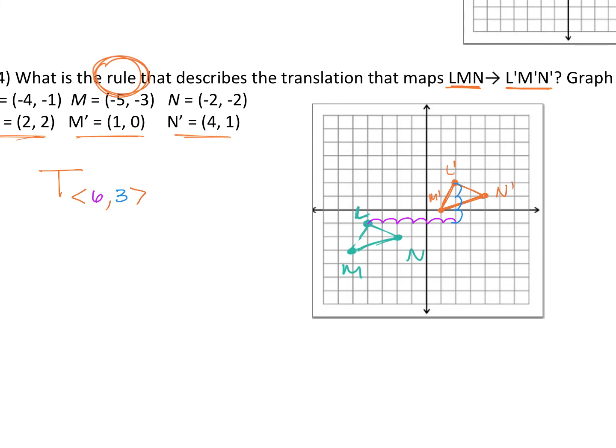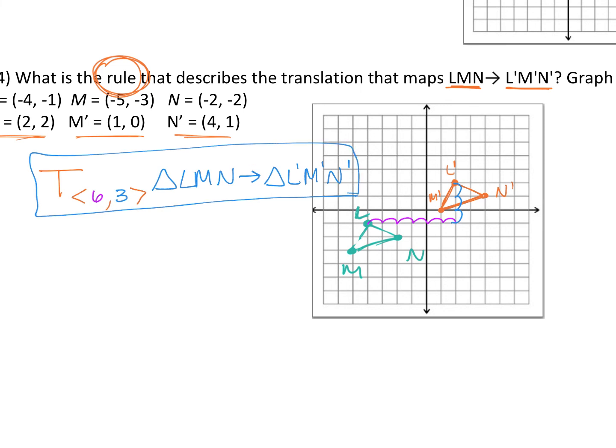It's a translation of 6, 3 of triangle LMN that maps onto triangle L prime, M prime, N prime. Okay, when they ask you for the rule, that's the rule. Questions on that? Are we keeping up? Do I need to slow down? Okay.